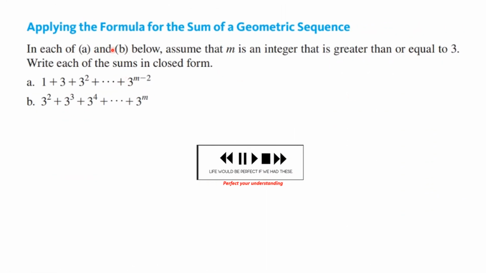Let's apply the formula for a sum of a geometric sequence, which you should also commit to memory. And suppose m is an integer that is greater than or equal to 3 in these two examples. So there are two problems. Calculate this sum and calculate this sum. You know what to do. Let's see how you did.